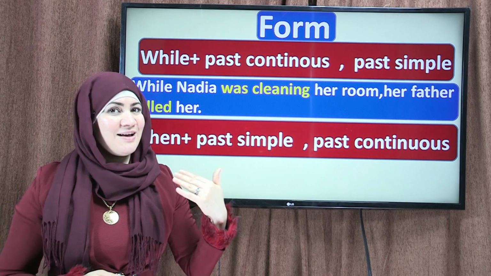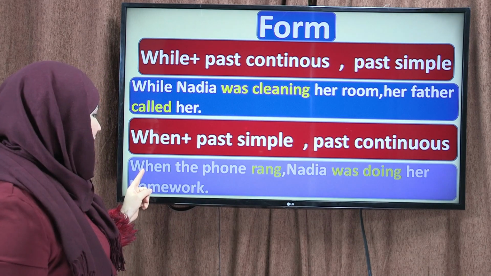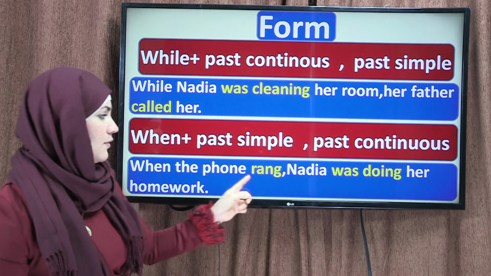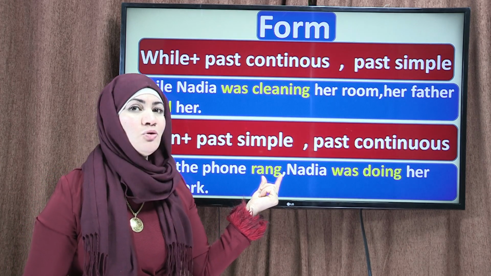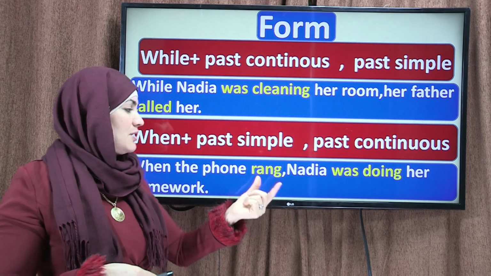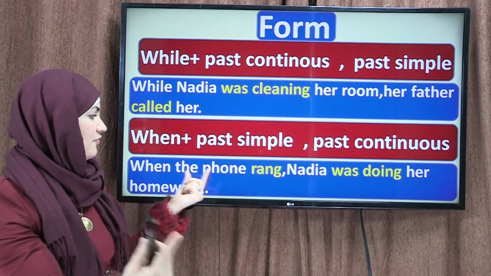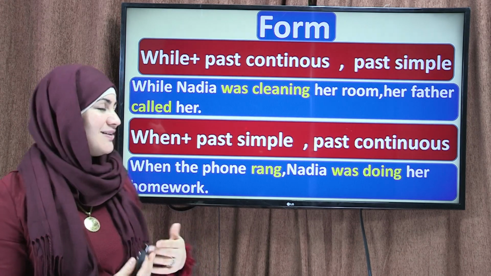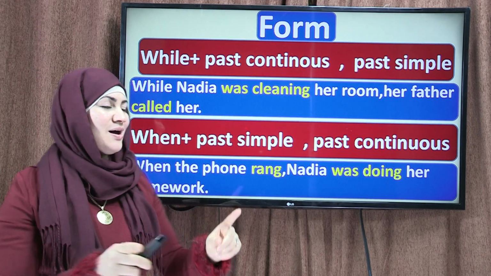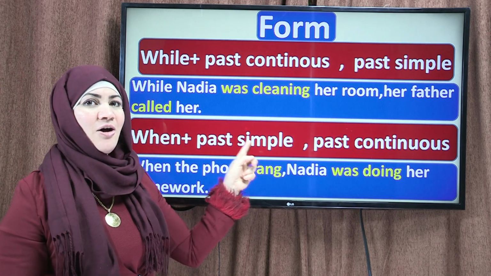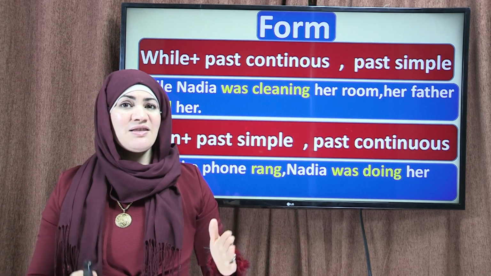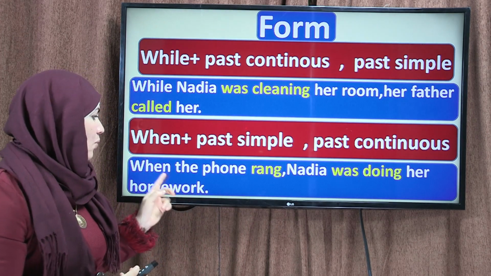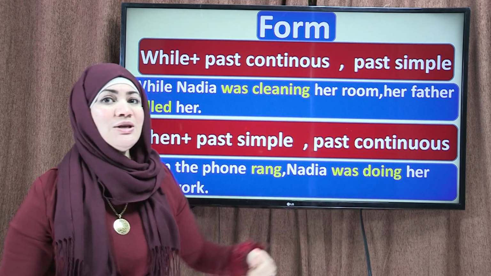We have here an example. When the phone rang, this is the verb to ring. It is irregular verbs. We say rang. When the phone rang, Nadia was doing her homework. You have to remember that after when we put the verb in past simple. يجب عليكم أن تتذكروا أنه بعد when نضع الفعل في الماضي البسيط. When the phone rang, Nadia was doing her homework.